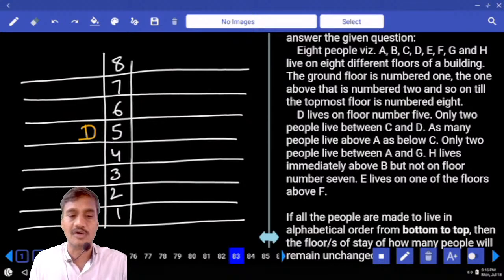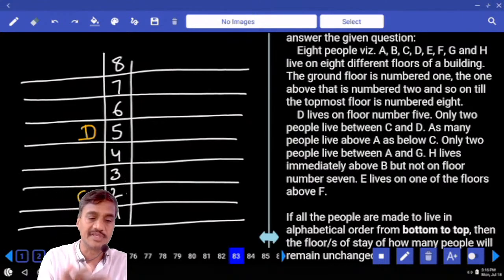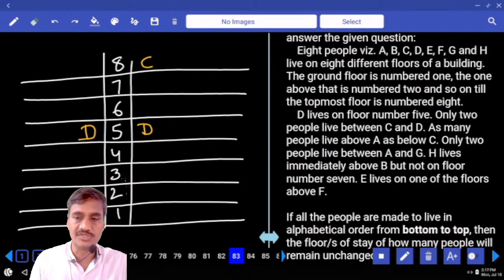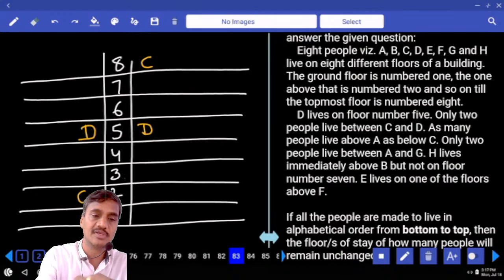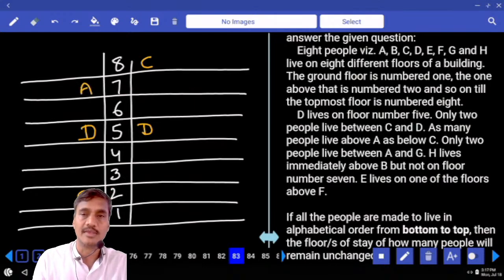2 people. How many possibilities we can have? C can be either on the second floor or C can be on the top. Hence there are 2 possibilities. As many people live above A, below C. Below C there is 1, hence above A there is 1. And C, and below C and above A.